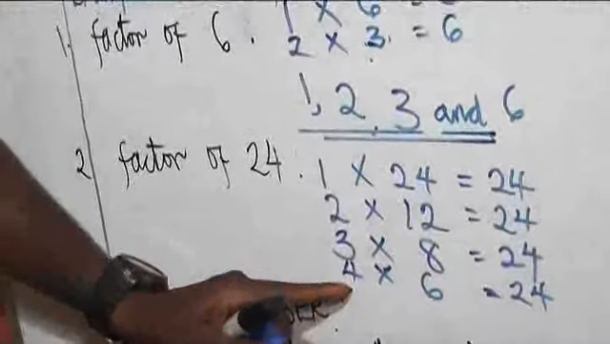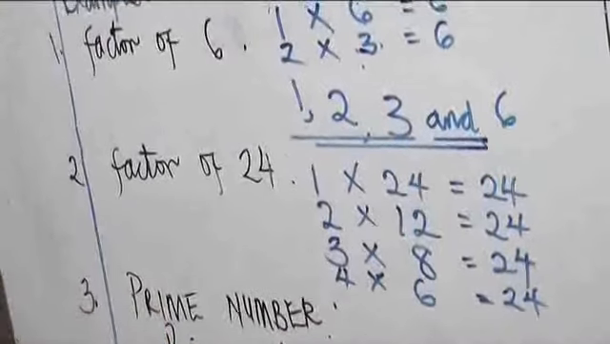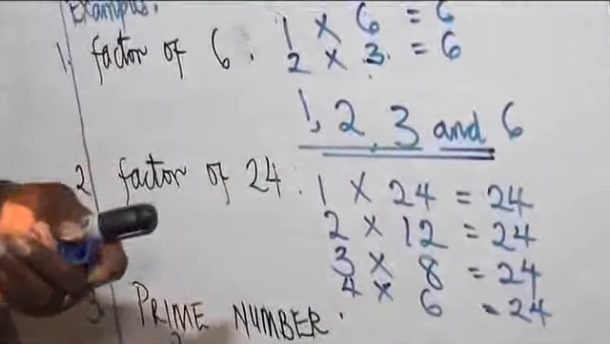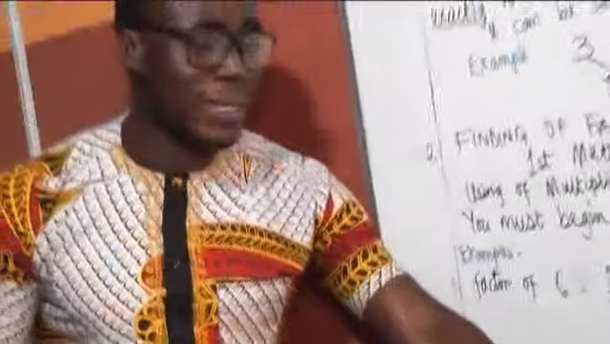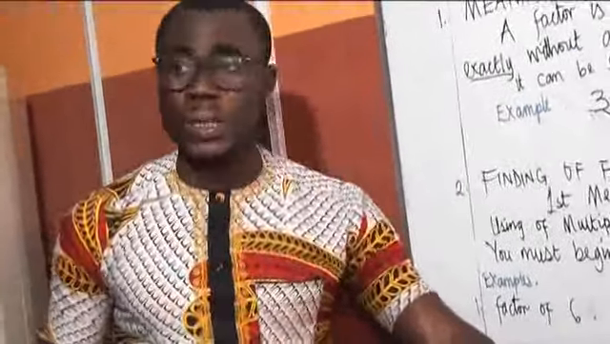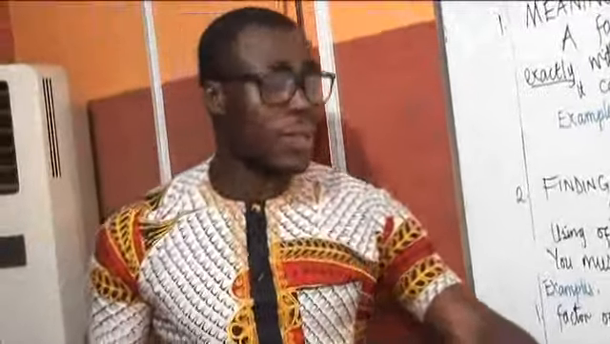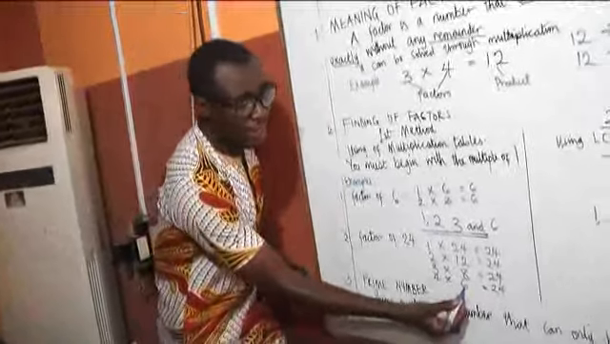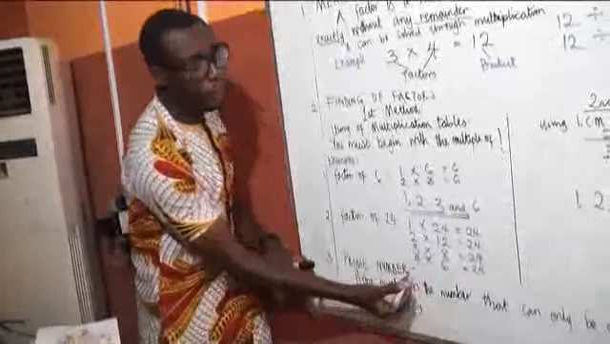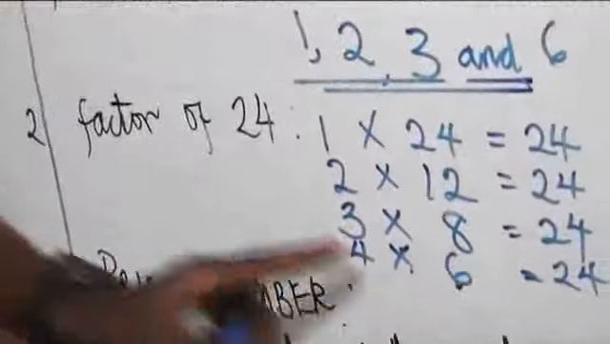So 5 times what can give us 24? None. Because 5 times 3 is 15. 5 times 4 is what? 20. And 5 times 5 is 25. So it's not 24. So after 5, we move to 6. So 6 times what can give us 24? 6 times 4. We can see it here. 6 already is here, which is 6 times 4. We said it here the other time that 4 times 6 is still the same thing as 6 times 4. So there is no need for you writing it again.